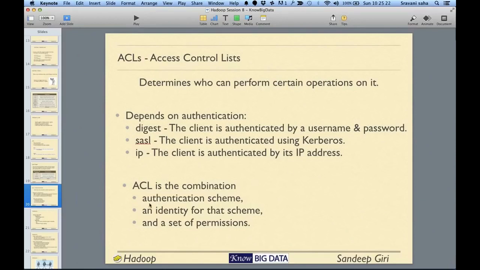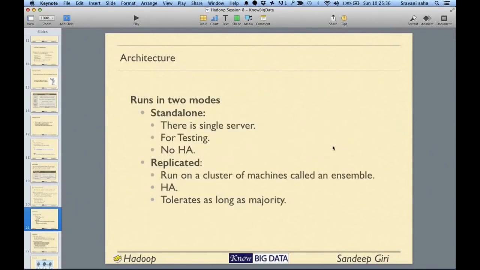So ACL has authentication, then authorization. Okay. Authorization is a set of permissions. Now, with respect to the architecture of Zookeeper, there is a standalone mode. It is only for testing purposes. The real one is replicated.